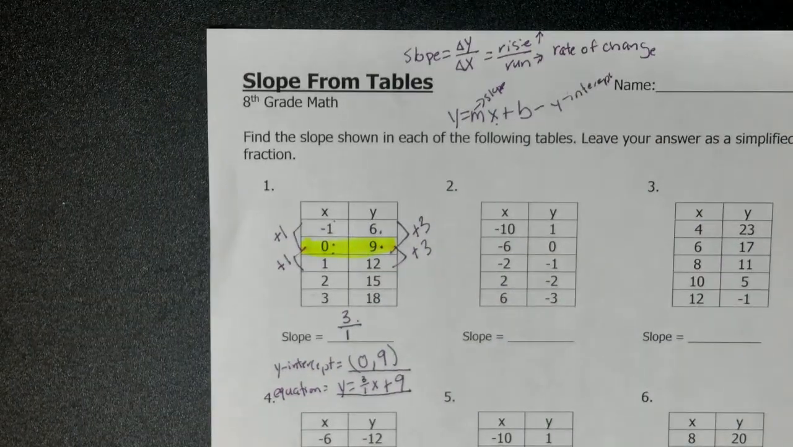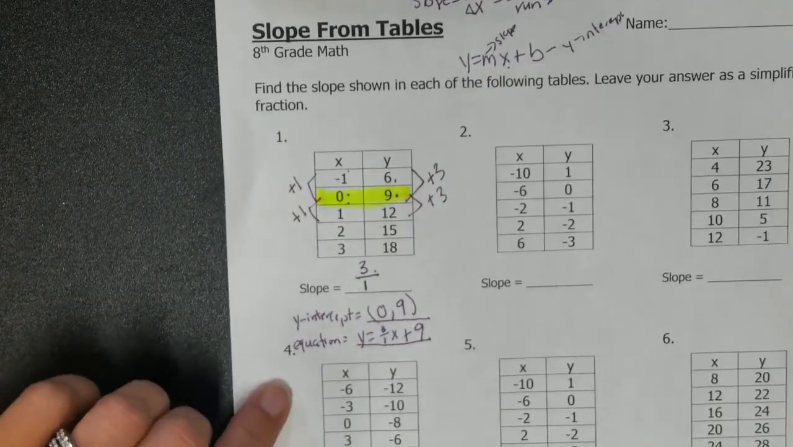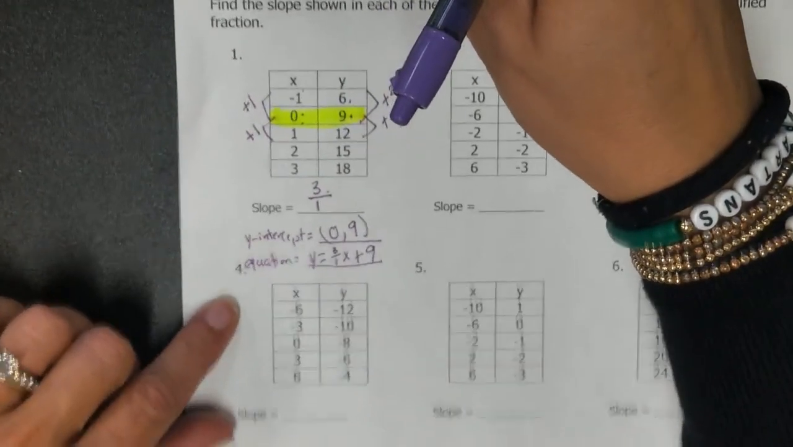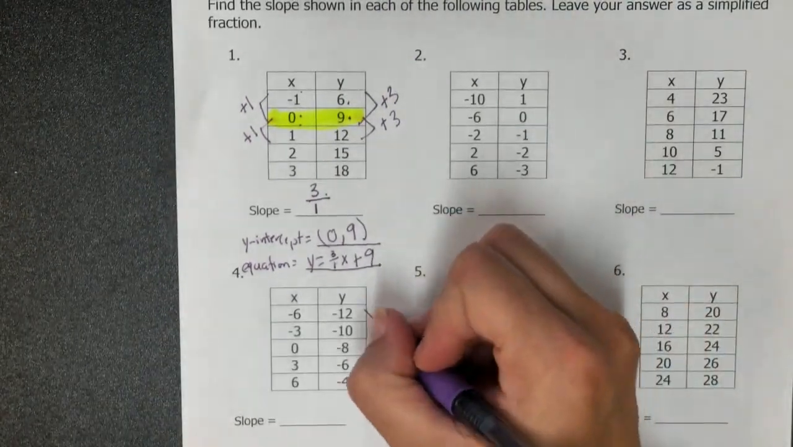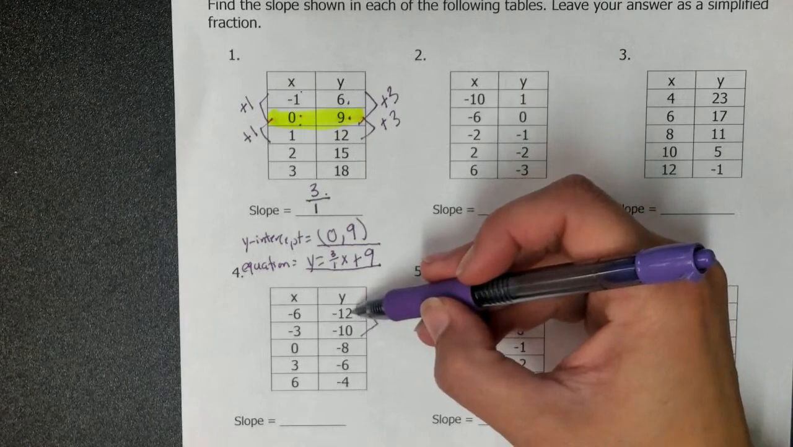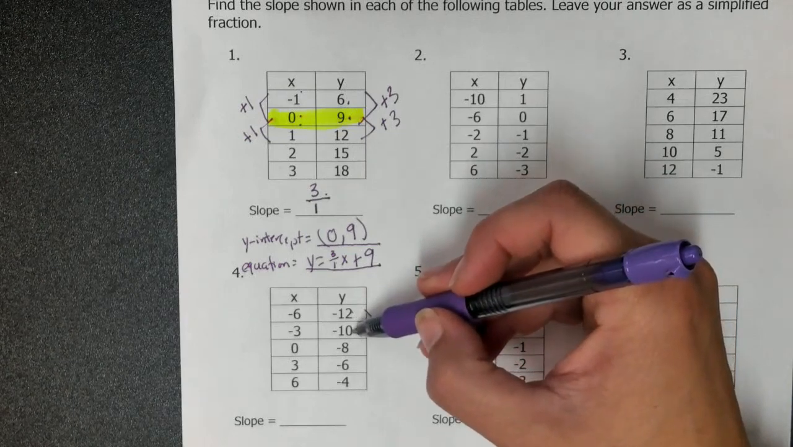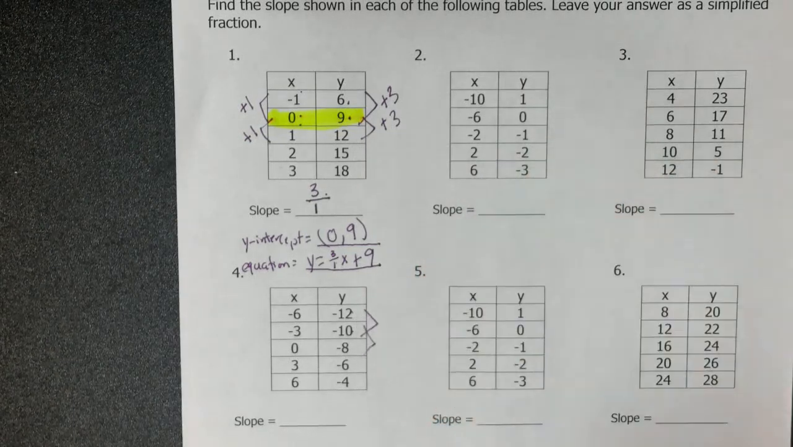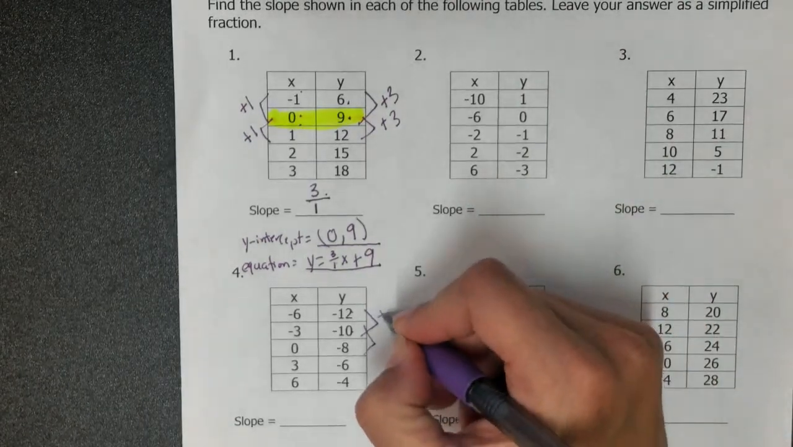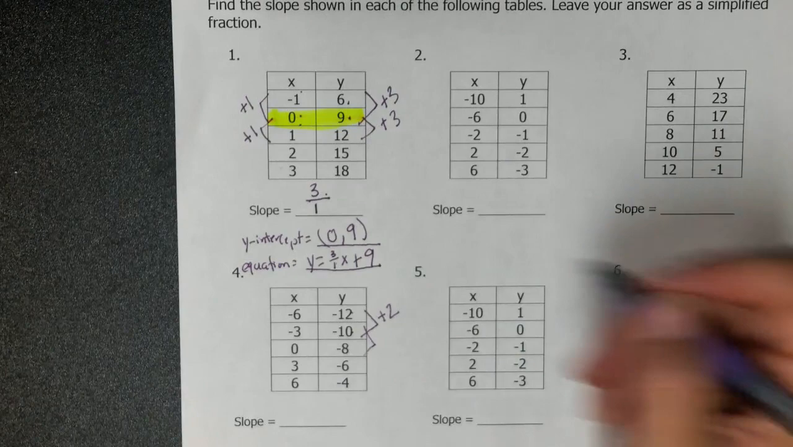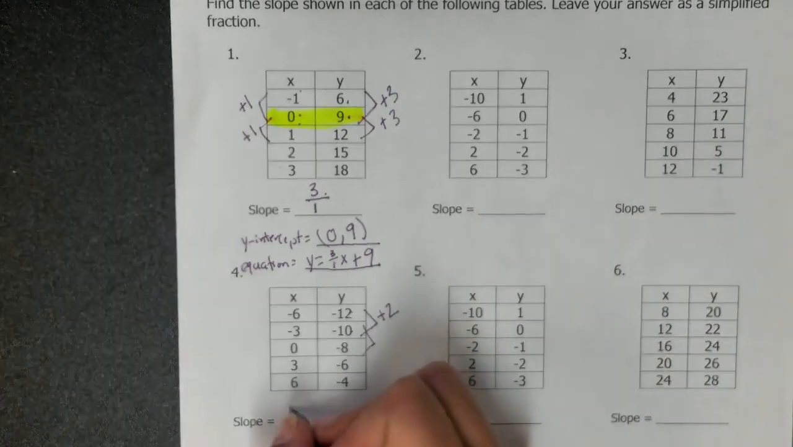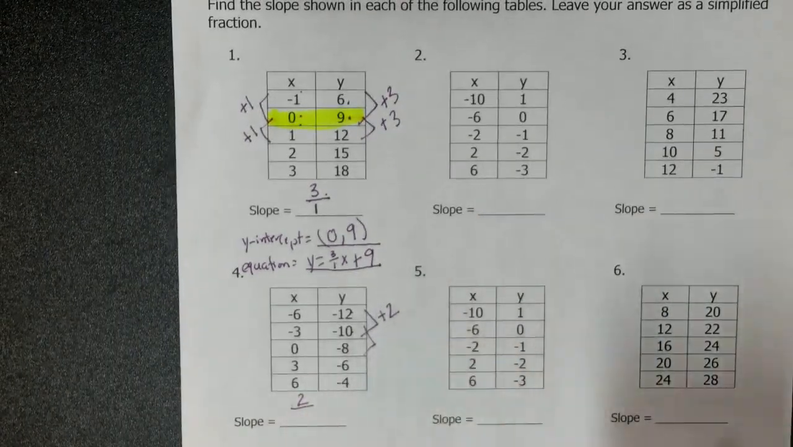All right, let's try another one. We're going to go down to number 4, actually. So I'm going to move my thing down to number 4. All right, how much is our y changing by? From -12 to -10. From -10 to -8. It's actually getting bigger because it's getting smaller negatives. So it's actually going up by 2. It's getting 2 bigger. So on my slope, remember the y goes on top. So 2 is on top.